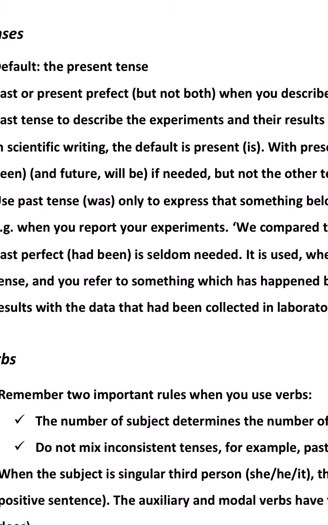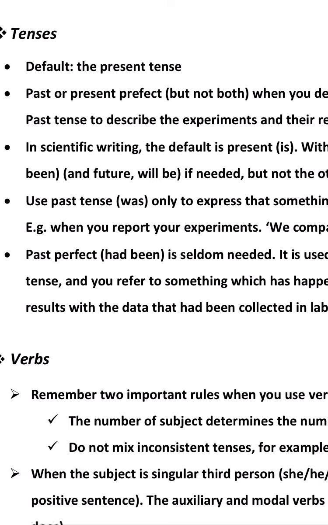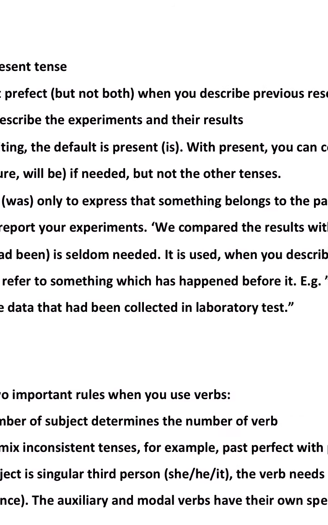Here I speak in the past simple because I describe something that happened, an experiment, and it finished. In scientific writing, the default is the present. We say, for example, this test is about mixing concrete, or mixing sand with cement and gravel to make the concrete mix.